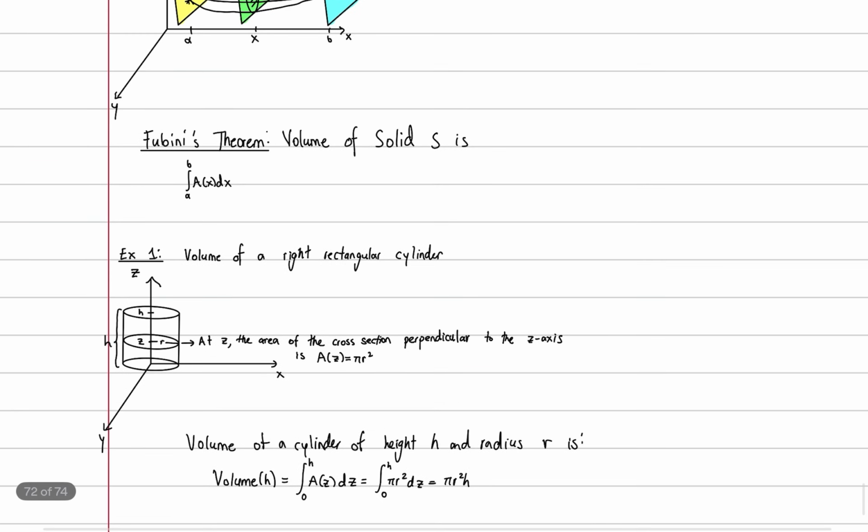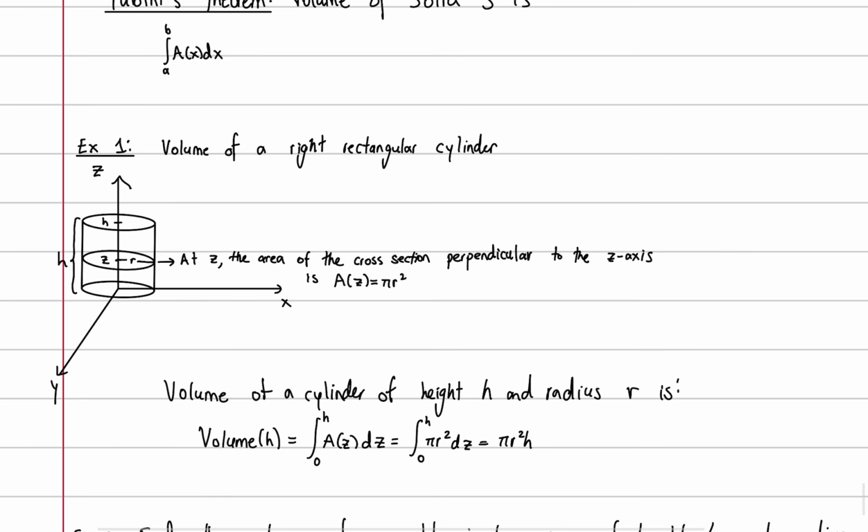For example, let's say we wanted to find the volume of a right circular cylinder. Now you should know the formula is pi r squared h, but how do we get it? First we're going to have our xyz plane. We're going to have a circle centered at the origin, and then we're going to go up h units on the z-axis, and that's going to form our cylinder.